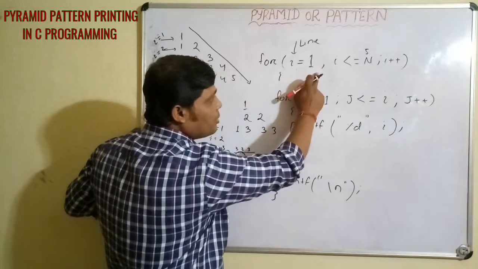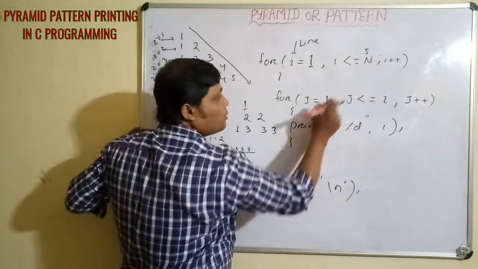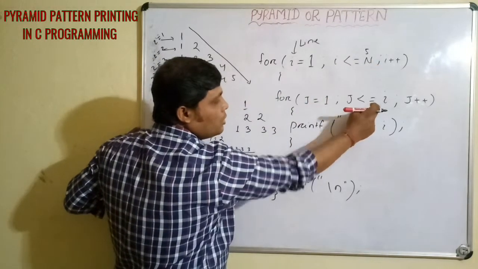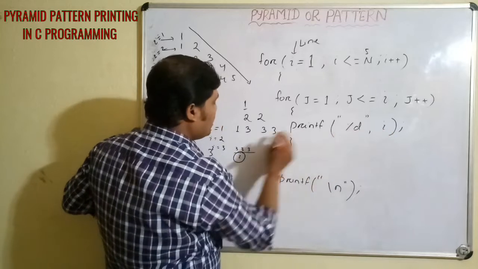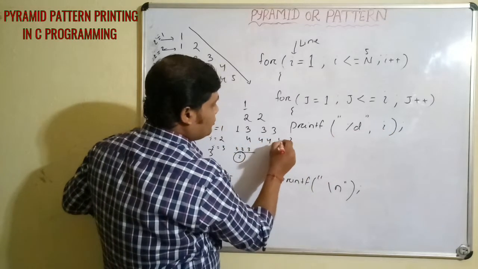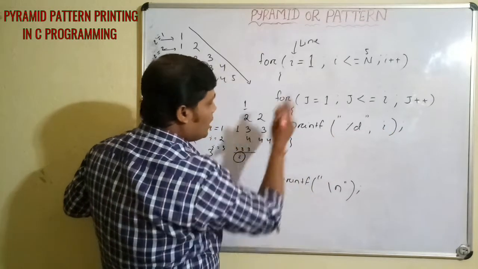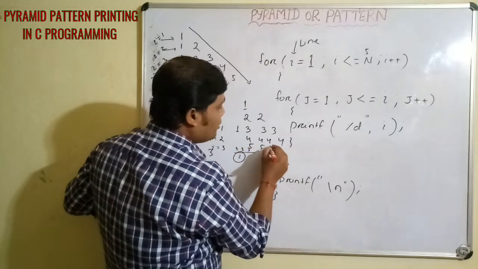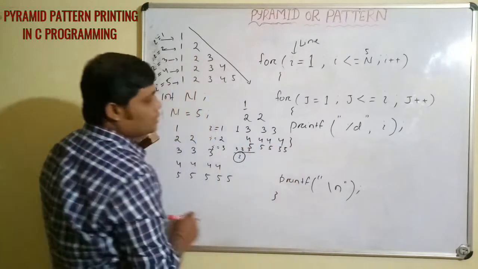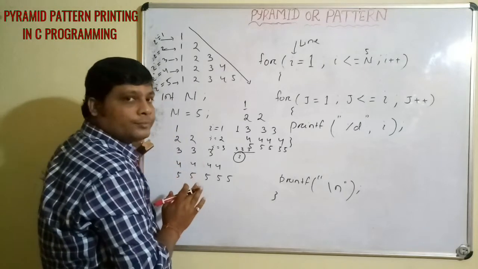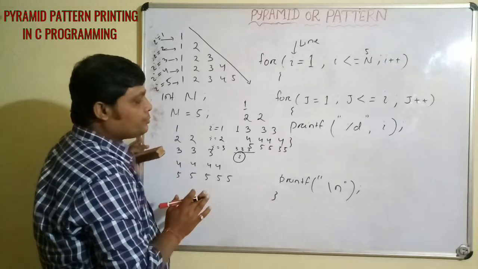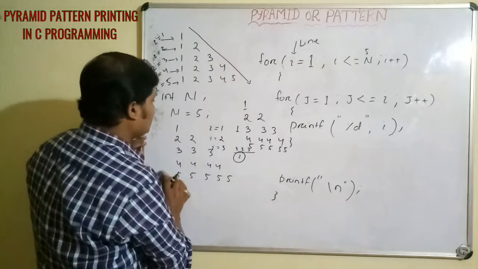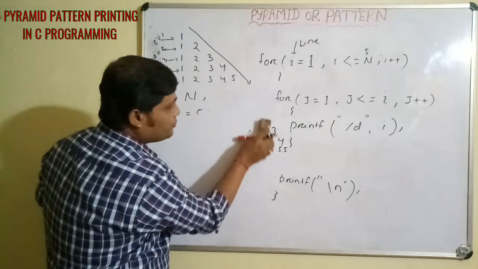Then it will go to the next line. For I value 4, it will continue for 1, 2, 3, 4, and each time it will print I, that is 4, 4, 4. Clear? When I value is 5, it will print 5 five times, like this. You got it? Clear?